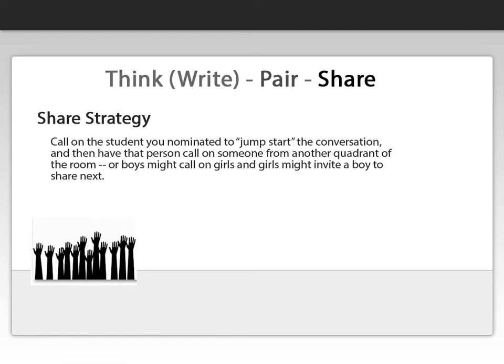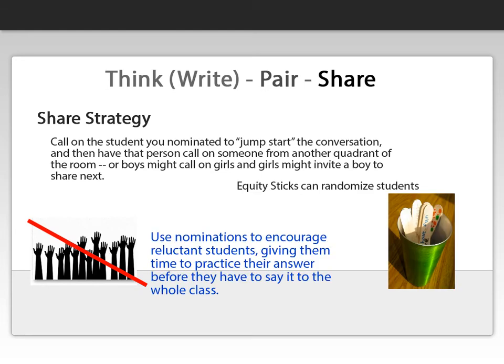Another strategy is to call on a student you nominated to jumpstart the conversation and then have that student call on someone from another quadrant of the room, or boys may call on girls and girls may invite a boy to share. Equity sticks might be appropriate after nominated students have shared. It's a fairly efficient way to randomize students, but be careful. If you have a reluctant student who's called on to share before they have time to practice, the exercise can be daunting.